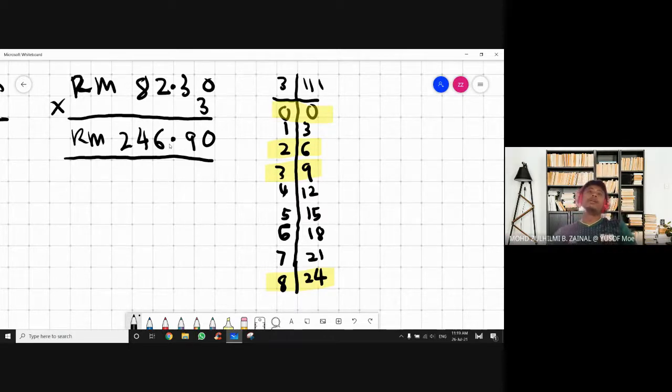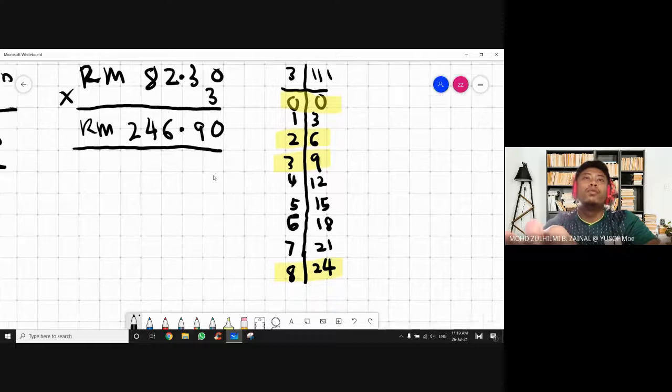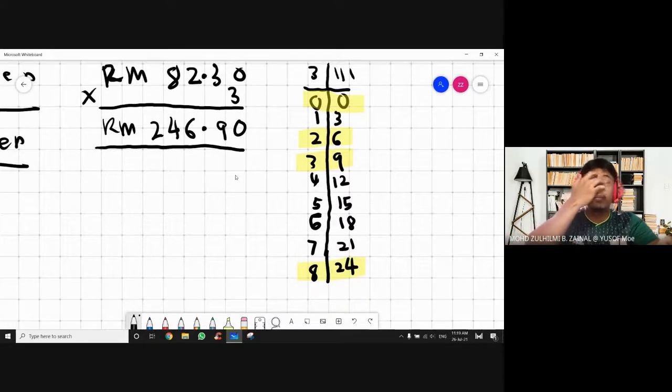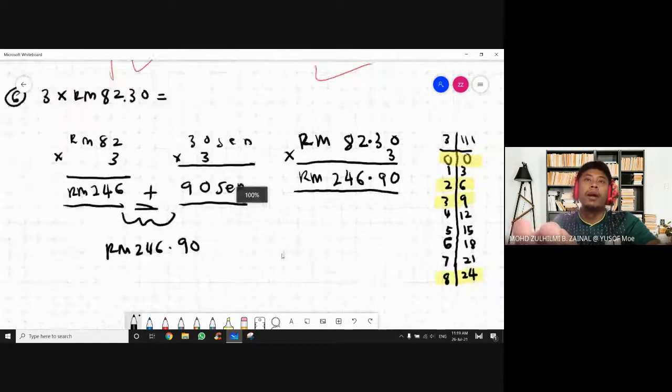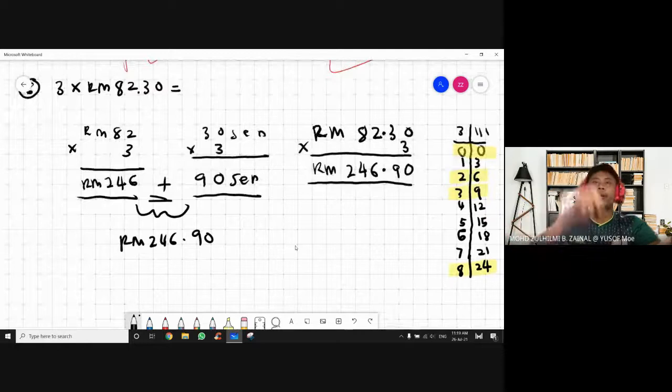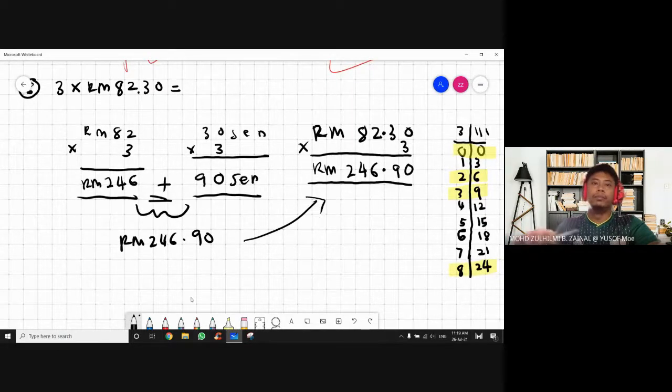Okay, remember. Kalau tak ada regrouping, selamatlah kamu. Tapi kalau ada regrouping, you have to be careful. Sebab regrouping ni, most of you will do mistake. Ramai yang buat mistake dalam regrouping. Okay, the answer should be same. Sama je.